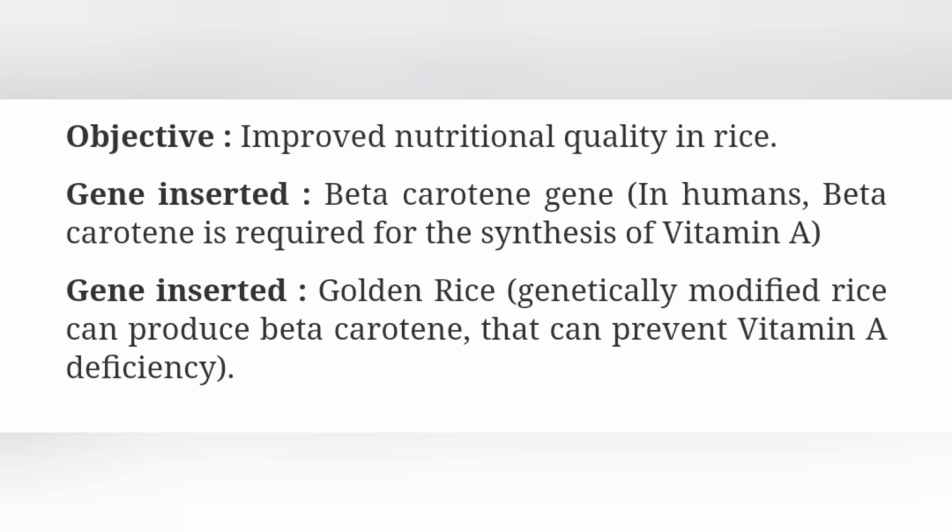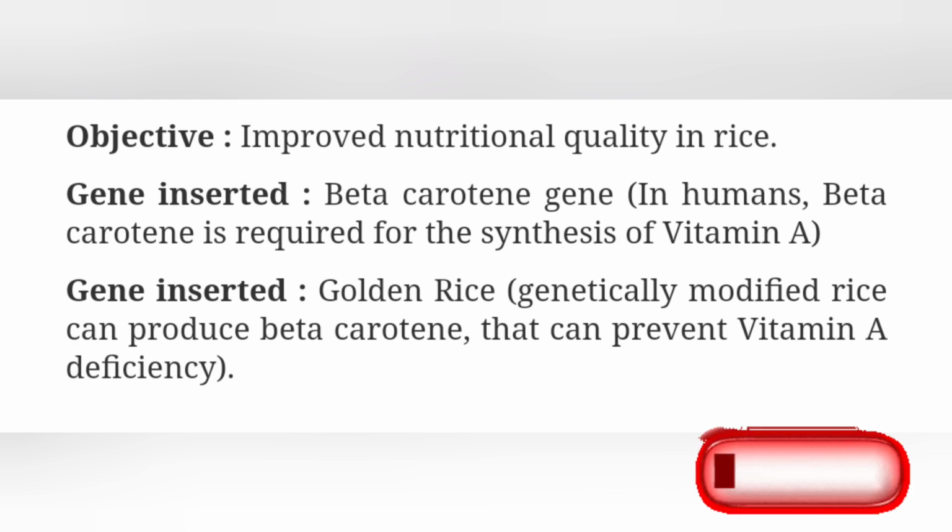Objective, improved nutritional quality in rice. Then gene inserted, beta carotene gene. In human, beta carotene is required for the synthesis of vitamin A. Then golden rice, genetically modified rice, can produce beta carotene that can prevent vitamin A deficiency.